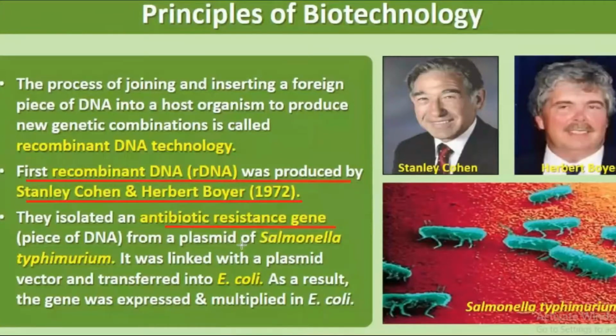Actually, that is isolated from a plasmid of Salmonella typhimurium. It was linked with a plasmid vector and transferred into E. coli. As a result, the gene was expressed and multiplied in E. coli, and we get that protein, the antibiotic resistant gene. It is isolated from a bacterium named Salmonella typhimurium.